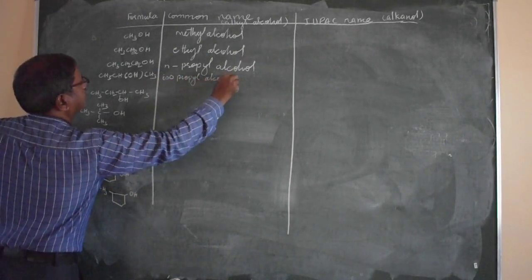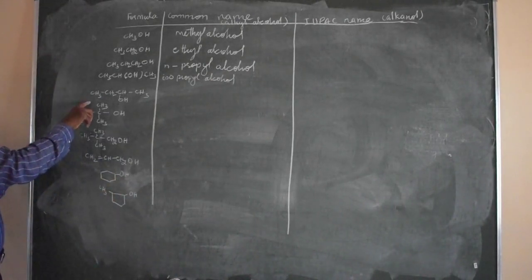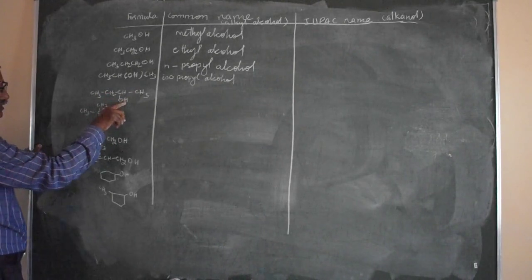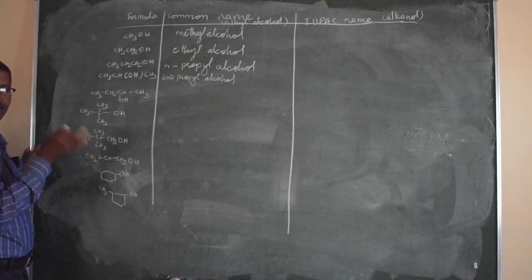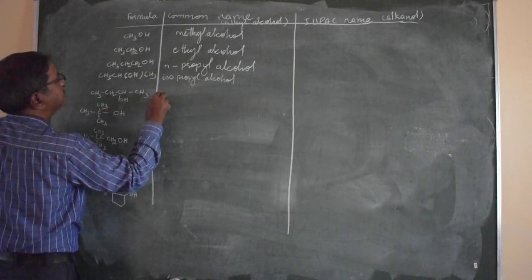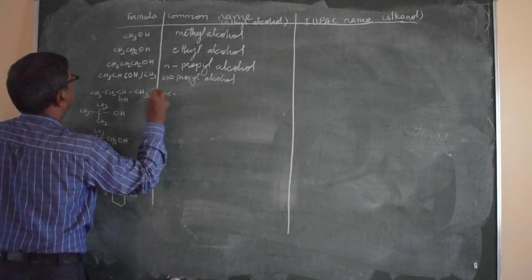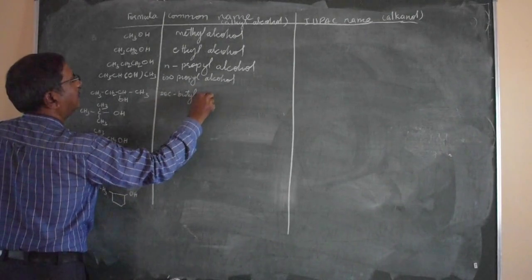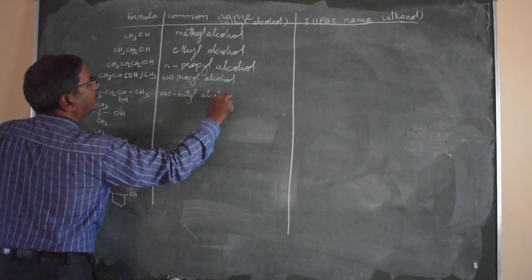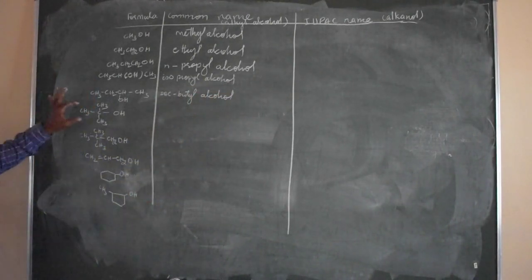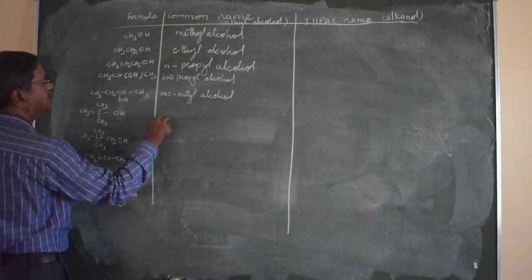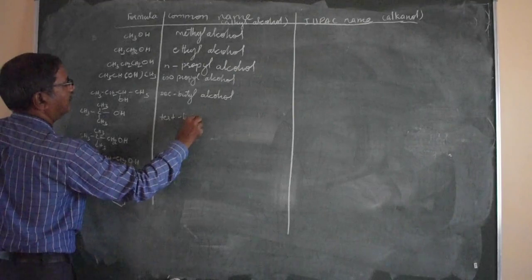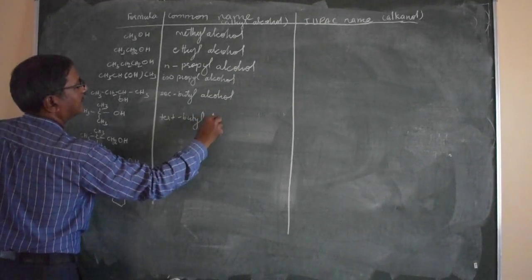This one is called secondary. It is not iso. It is called secondary. As I told, identification is very important. It's secondary butyl alcohol. And this one is called tertiary: tertiary butyl alcohol.